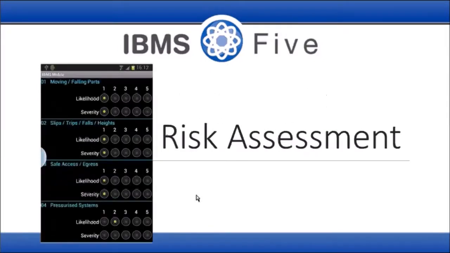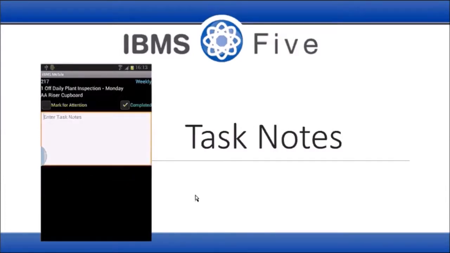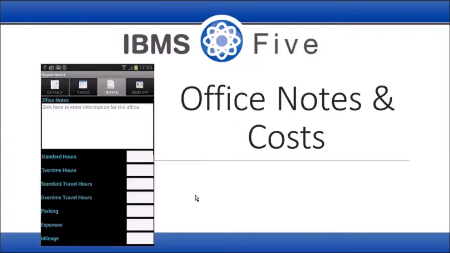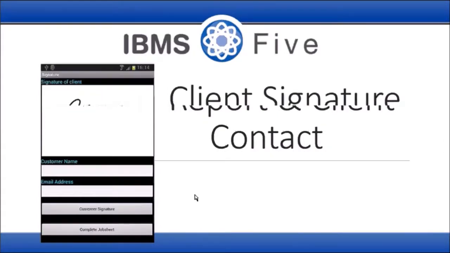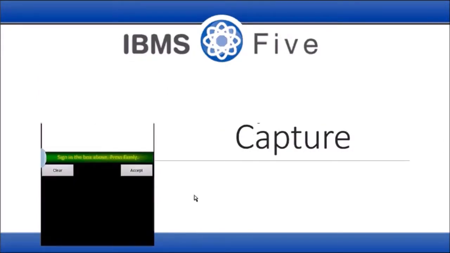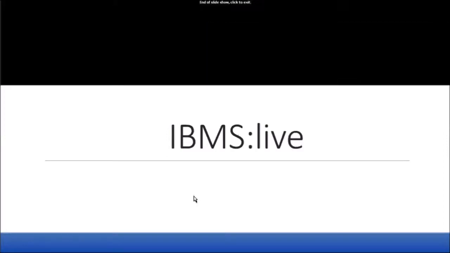details of an appointment, a risk assessment, the individual maintenance tasks, any notes, office notes, time and attendance, and your overall report, along with capturing the client signature. The final way is through IBMS Live. IBMS Live is basically a web front end, opening up various parts of IBMS to the outside world. In this case, we're opening up the jobs to your employees.